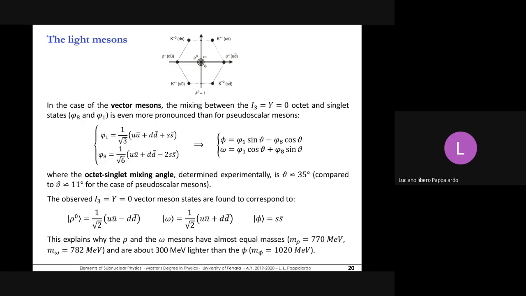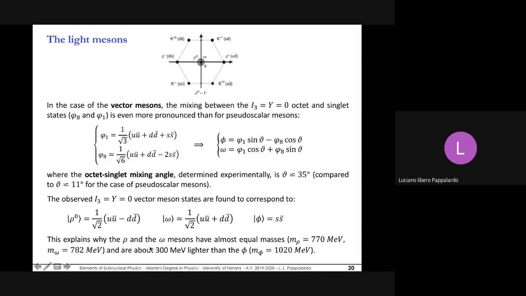Now, the observed states with I3 and hypercharge 0 are then the following, concerning the vector meson. So the rho 0, u ubar minus d dbar, the omega, u ubar plus d dbar, and the phi, which is an s sbar state. This explains why the omega and the rho have similar masses, and the mass of the phi is something like 300 MeV heavier, because now we have to take into account that we have two strange quarks here. So all of this is of the order of 1 GeV.